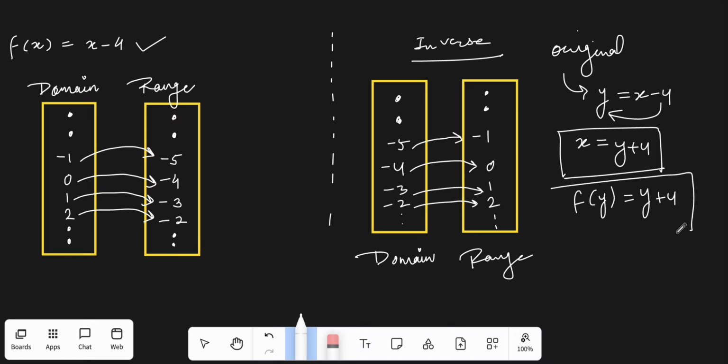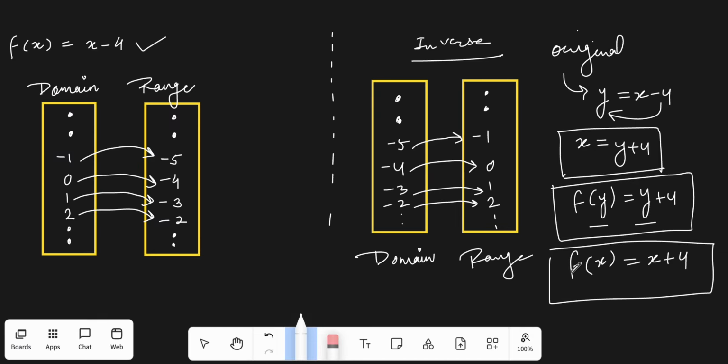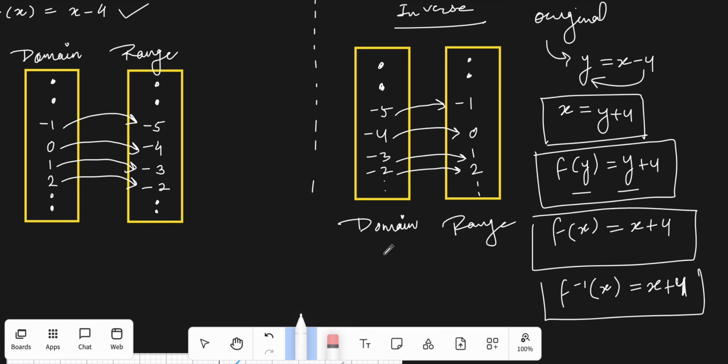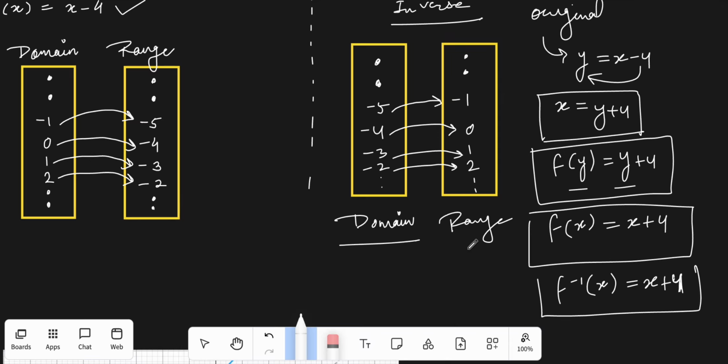And we already know that for any function, we can use any letters, so let's rewrite this in terms of x. So f of x is equal to x plus 4. This is our inverse function, and it's written like this: f inverse of x is equal to x plus 4. Let's see if it does what we expect it to do. Let's see if it maps the domain to its range.